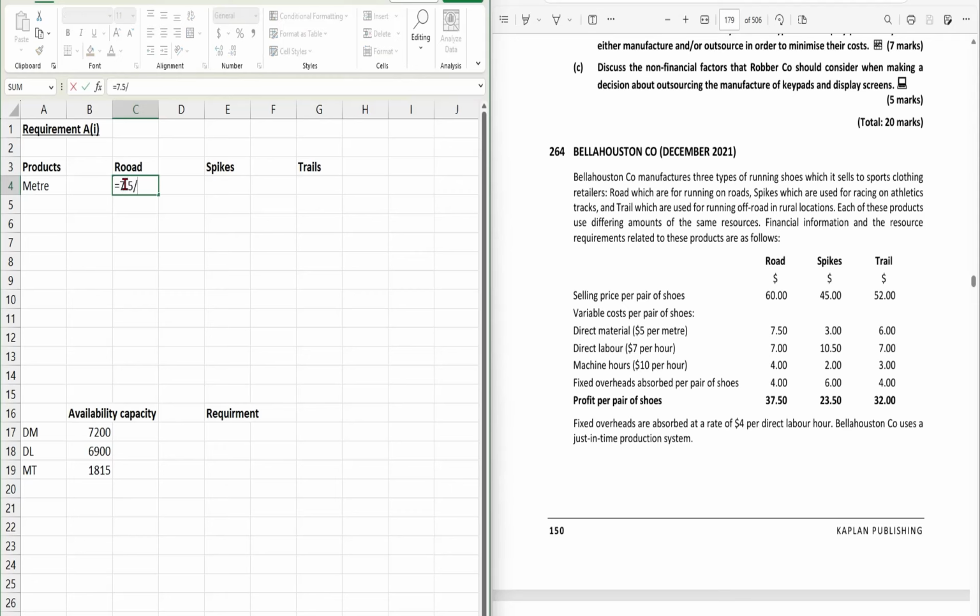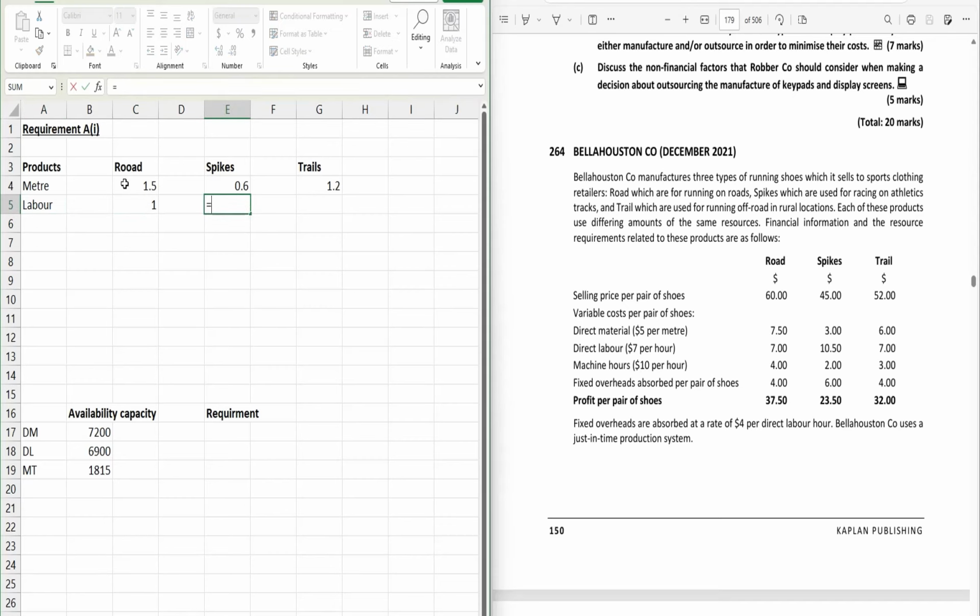So 7.5 divided by 5. To make one unit, we need 1.5 meters of cloth, and for spikes we need 3 divided by 5, so that means 0.6, and for trail it's 6 divided by 5, which means 1.2. Similarly for the labor, they haven't given how many labor hours are required to produce 1 unit. So we know that the total labor cost for 1 unit is 7, and we are paying labor 7 per hour. So dividing by 7 will give the hours required.